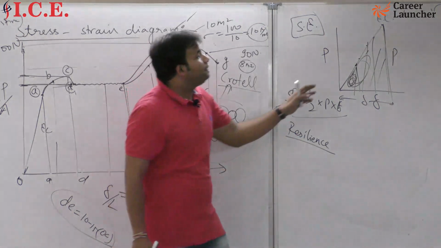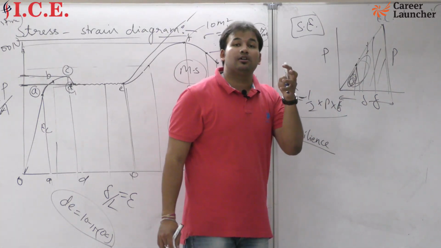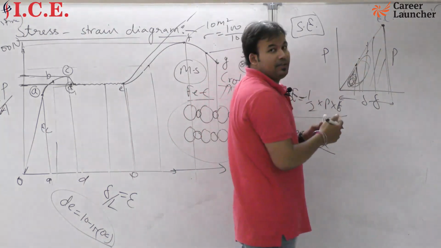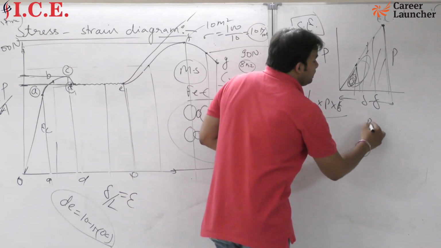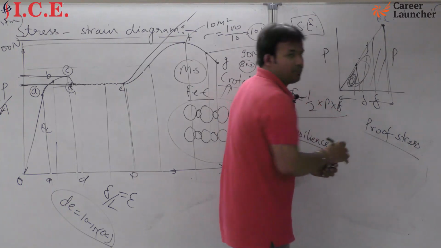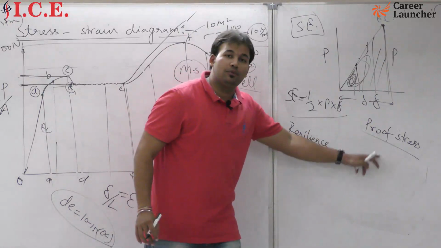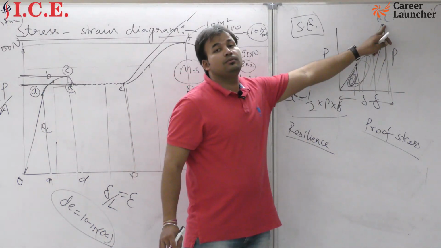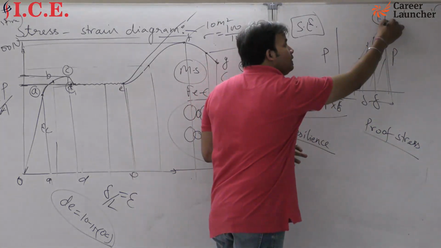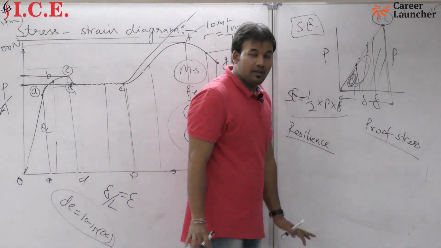Okay, and if you find the maximum energy absorbed by the object till this point, the elastic limit, then you will say that will be your proof resilience. Proof resilience means the same thing as resilience, but here we are taking the maximum point, that is, the whole area up to the elastic limit, that will be your proof resilience. Getting me?